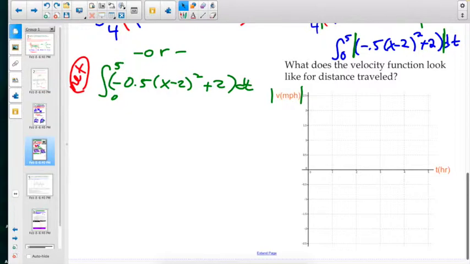Looking back up at the original graph, what are we going to change on that original graph to give me a distance traveled graph? How's that going to look? Really close. There you go. Can you put that up there? Yep, totally. Lots of good distance traveled graphs. Looks really good.